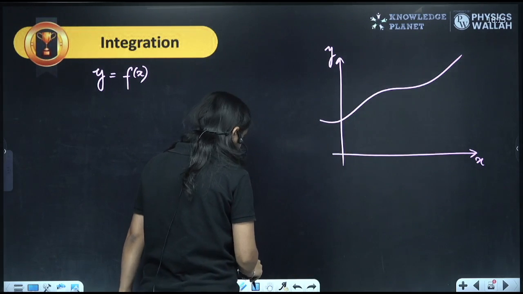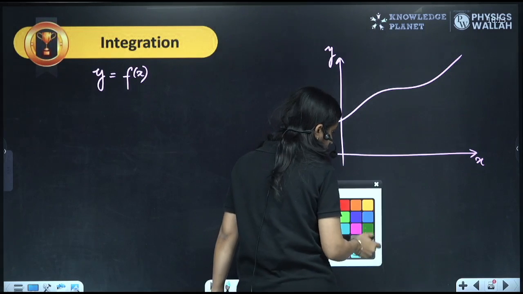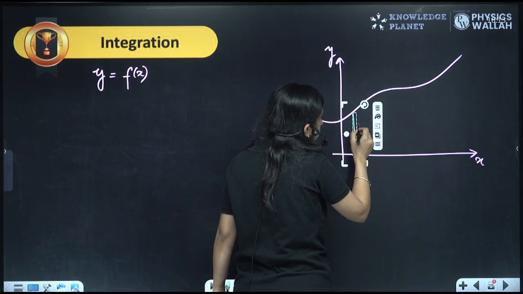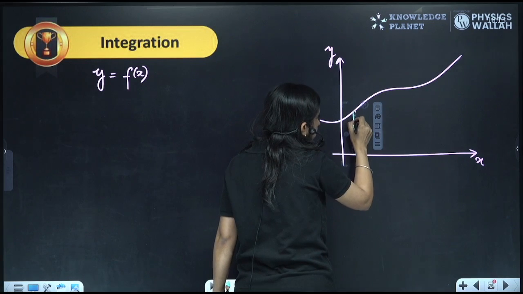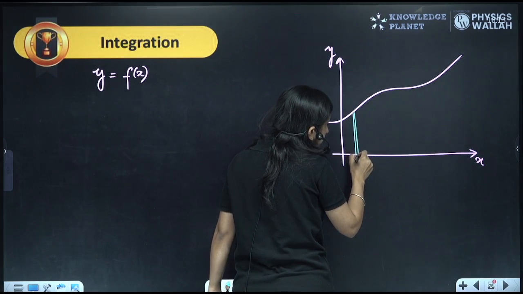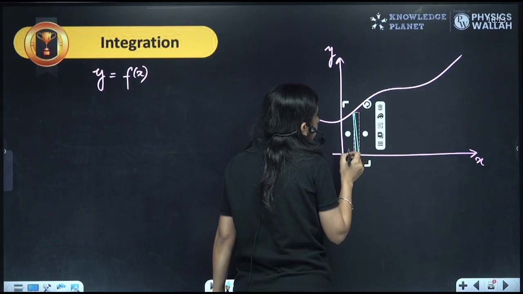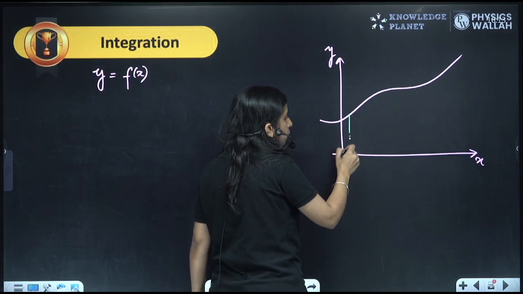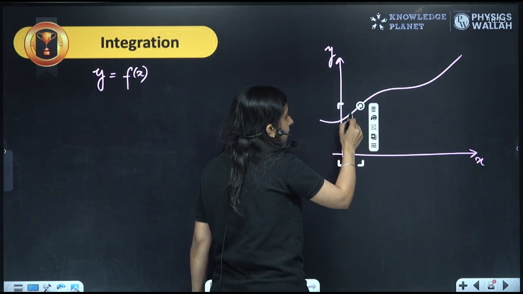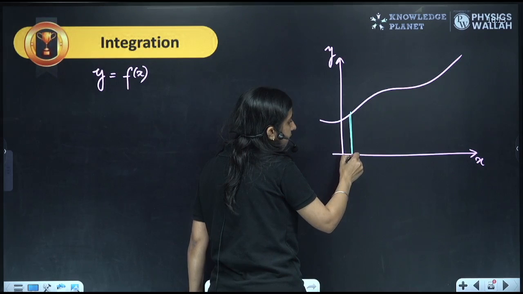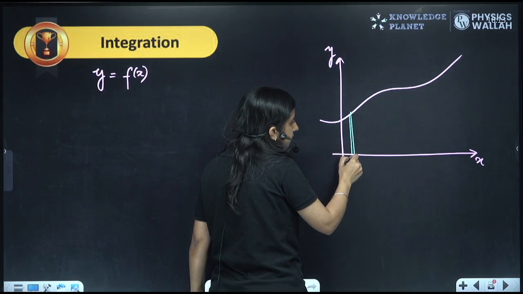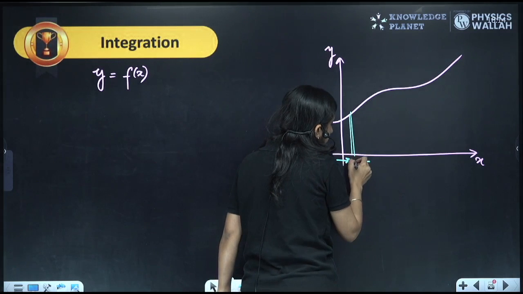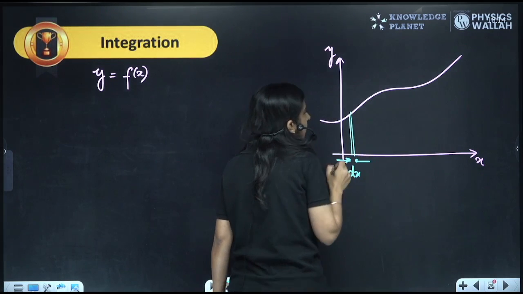I divide this area into many strips such that these are of very small width, having very small separation dx.